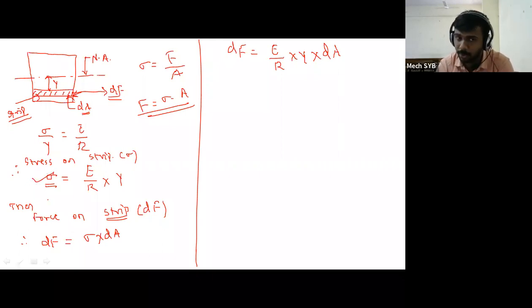So initially we have calculated the stress on the strip. त्या स्ट्रेसचा वापर करून आपण काय काढला? फोर्स काढला by using the formula stress is equal to force upon area. So dF is equal to sigma ची व्हॅल्यू काय केली? E upon R into y आणि multiply by area that is dA. Okay, force is calculated.